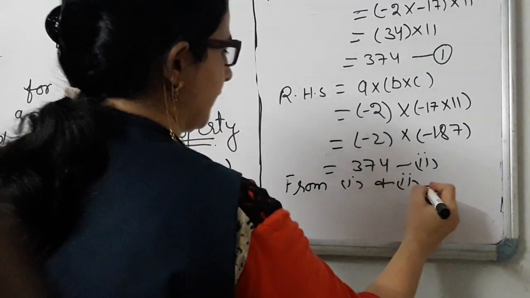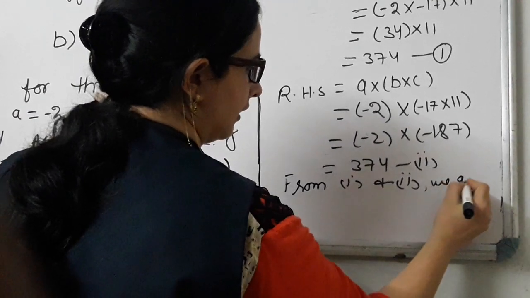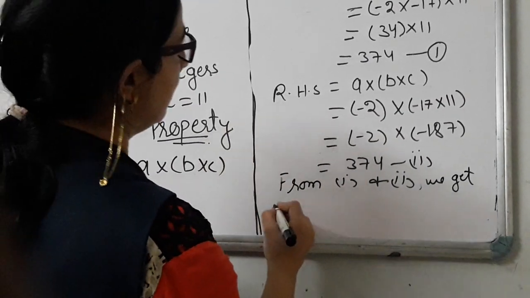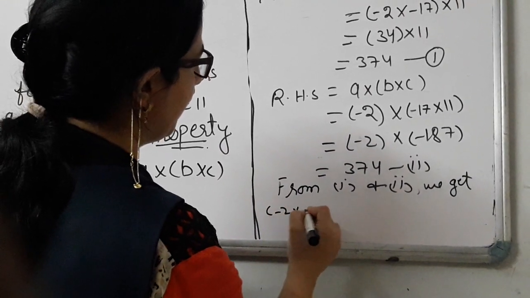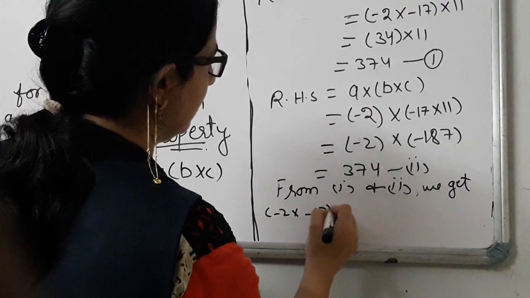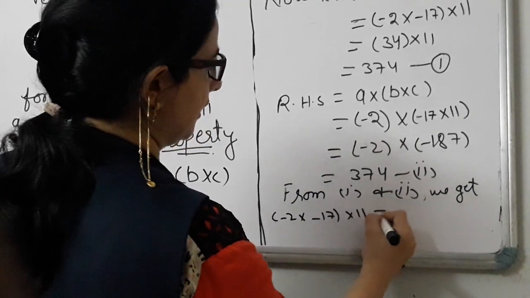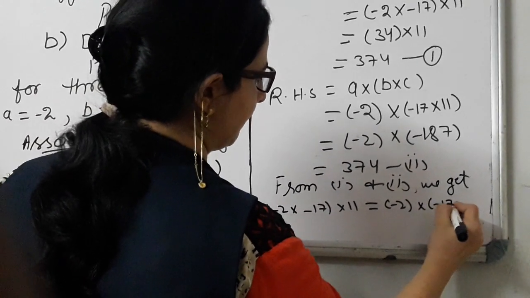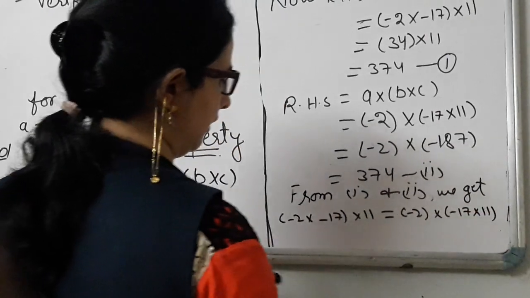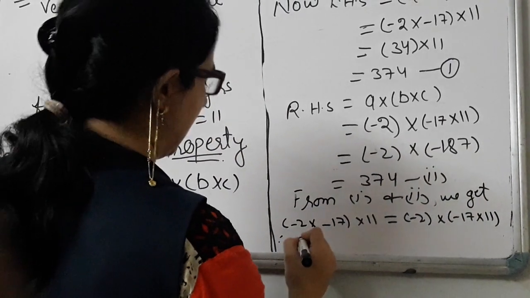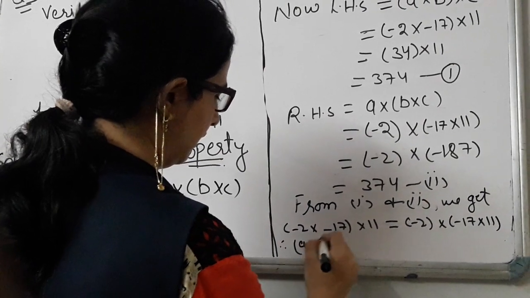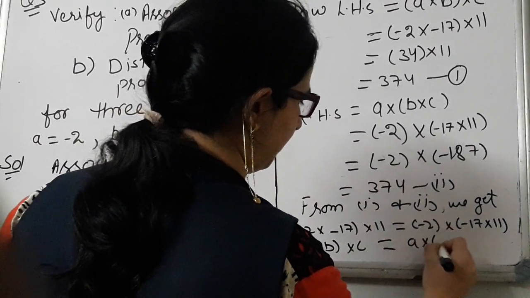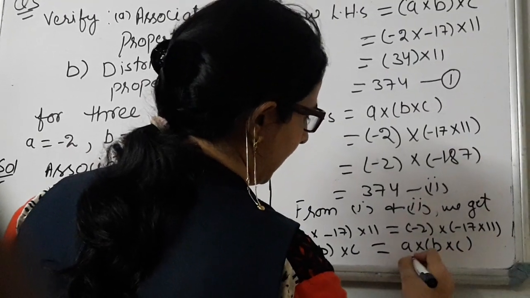So therefore from first and second we get (-2 × -17) × 11 is equal to -2 × (-17 × 11). Therefore, (A × B) × C is equal to A × (B × C). Hence proved.